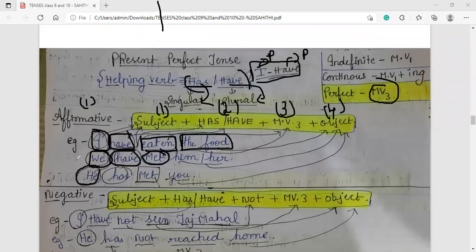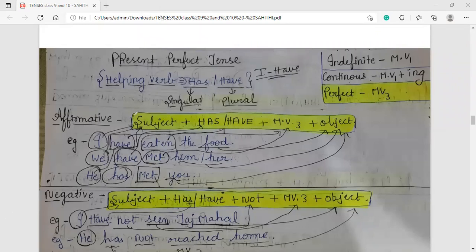Now, he has met you. He is the singular subject. Has is the singular helping verb. Met is the third form of verb. You is the object. Okay. Now this is what the thing is. Affirmative: subject plus has or have plus MV3 plus object.